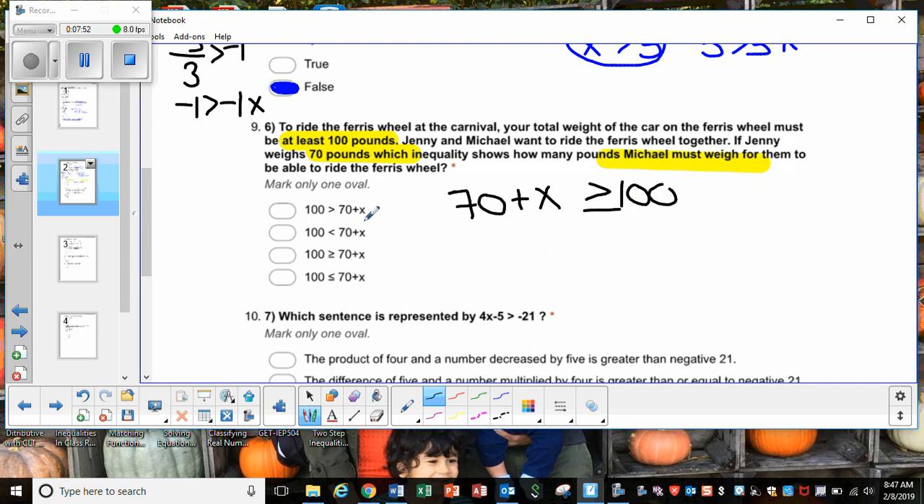Okay, so if I look at these options, I don't see my answer because the inequality is on the other side. So if I move the 100 here to the left side, then I'm going to have to switch the symbol. So if I do that, I get 100 must be less than or equal to 70 plus X, which is Jenny's weight plus Michael's weight. So if I look at my options here, the correct option here is the last option.